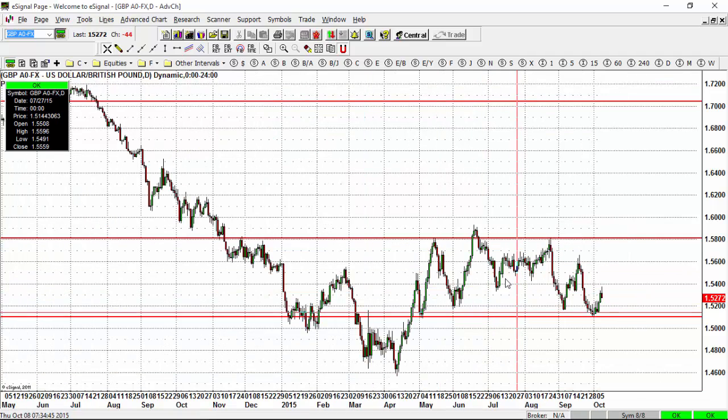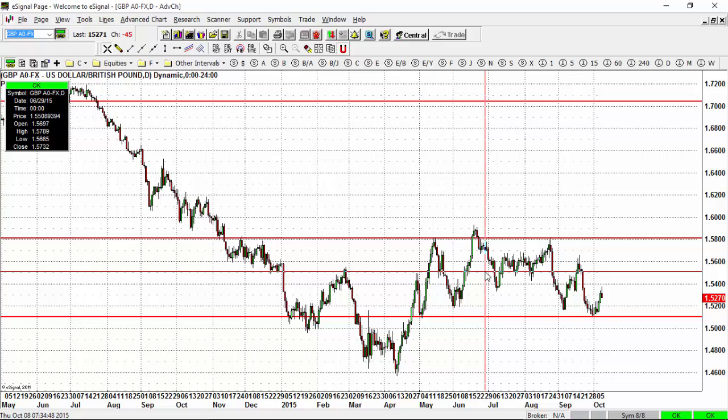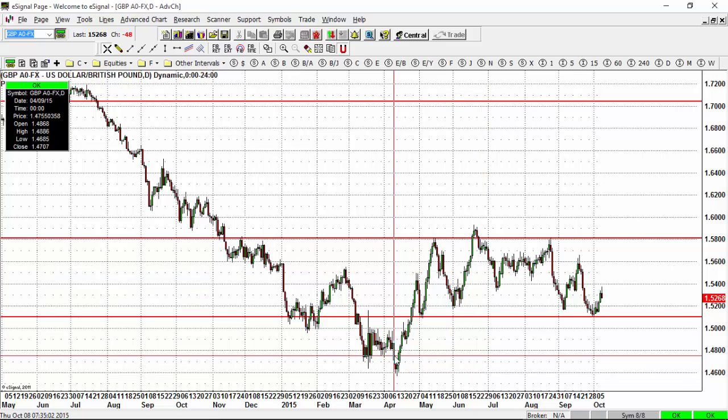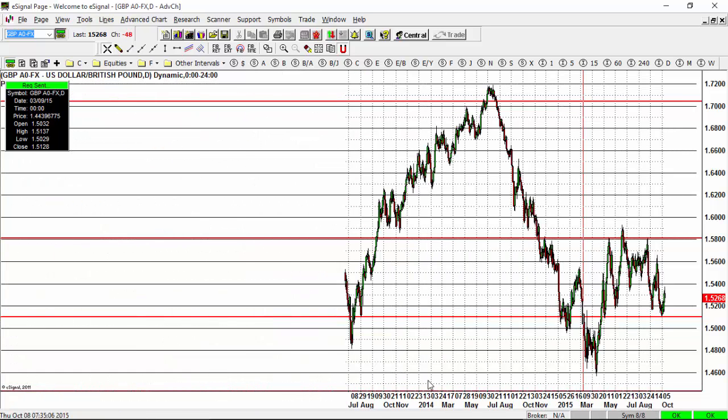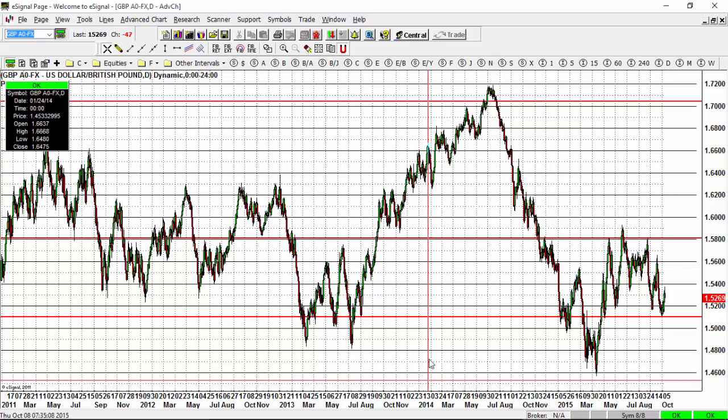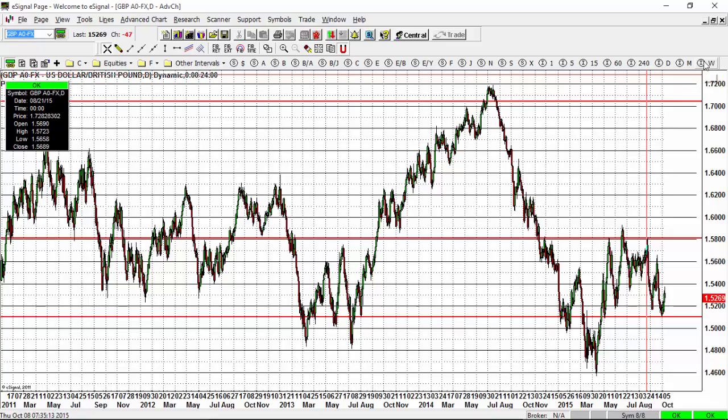As I said yesterday, the bias is to the downside slightly, but because the markets have been going sideways for this long, the market can go in any direction. Now, a break below the 146 level would be very bearish for the British pound, and we could see a move down to even 140.